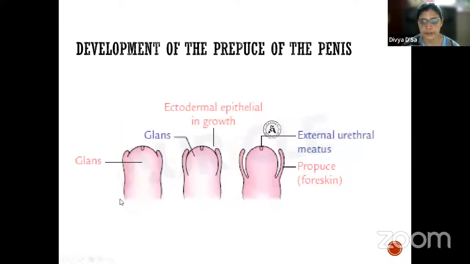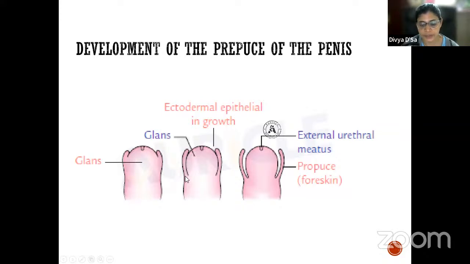Next is the development of the prepuce of the penis. Close to the tip of the phallus, a circular sulcus will form all around. That is known as the coronal sulcus, which appears close to the tip of the phallus. This will separate the glans from the rest of the penis. So all around here, there will be a coronal sulcus. Now the surface ectoderm covering the glans will proliferate and grow inwards. The cells are proliferating and growing inwards here.